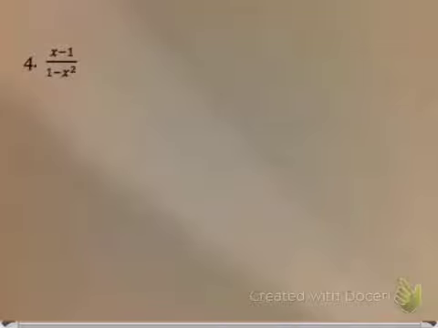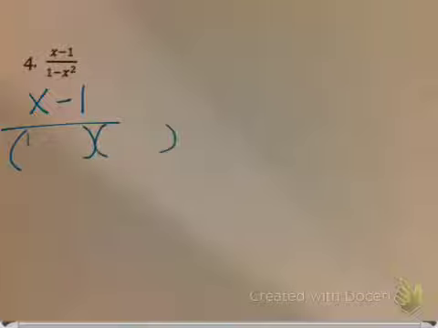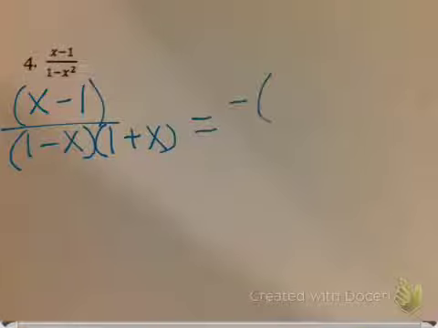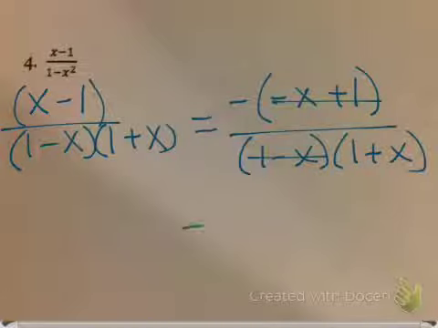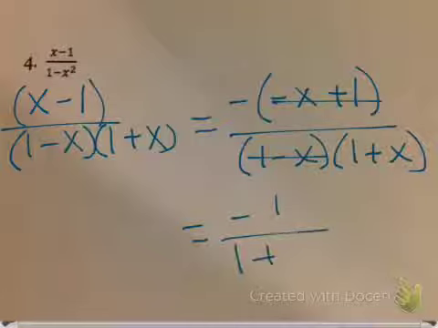Next one, the numerator obviously doesn't factor. Now the denominator is a difference of squares, just in reverse. So it would be 1 minus x times 1 plus x. So now x minus 1 and 1 minus x do not cancel as they are. But I'm going to show you, if I take a negative out of the numerator, it becomes negative x plus 1, which is 1 minus x. So now that cancels, and I'm left with negative 1 over 1 plus x.